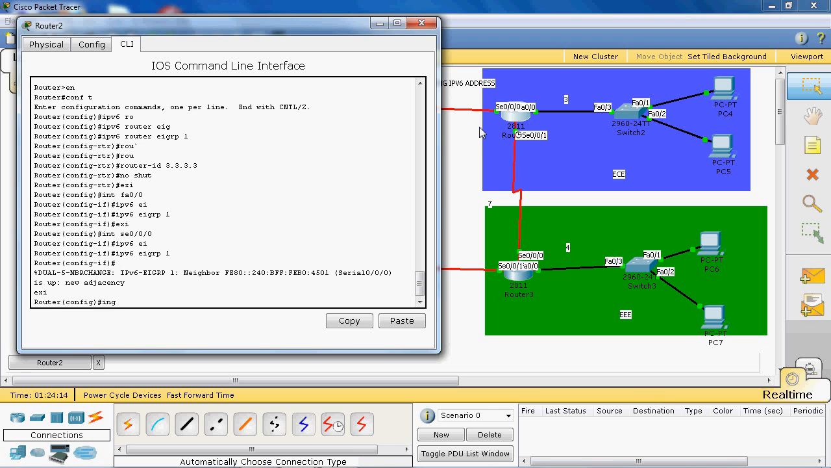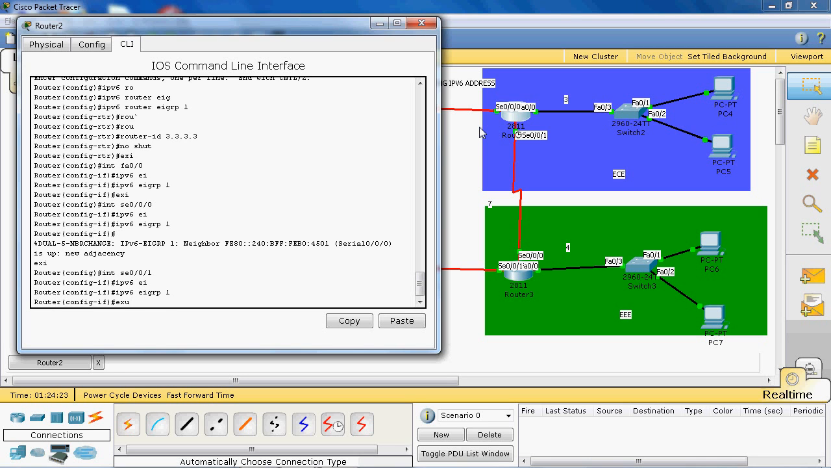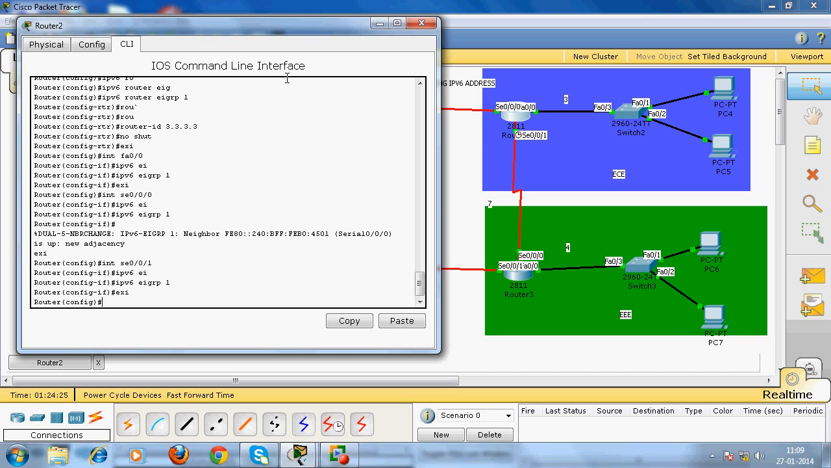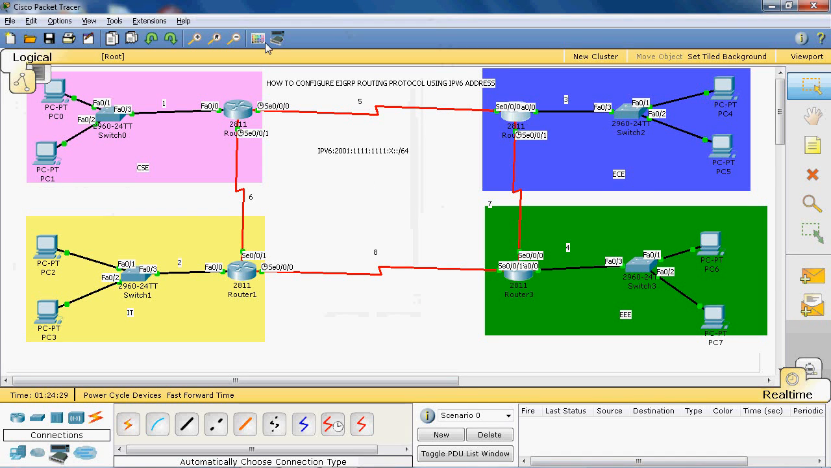Next interface serial 0/0/1, ipv6 eigrp 1, exit. Okay, now we have configured the EIGRP routing protocol on the EC department. Finally we can configure the EIGRP routing protocol on the EEE department.